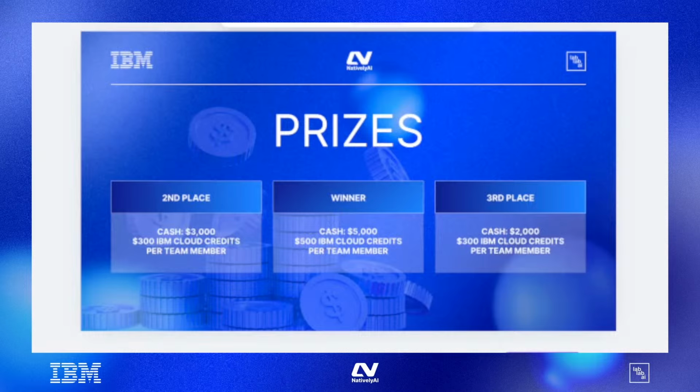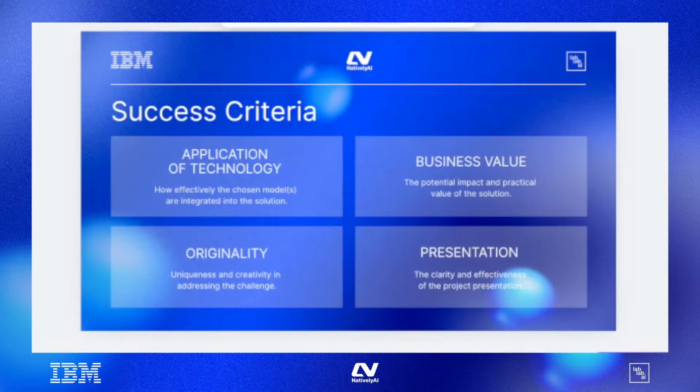Now, let's go to the prizes. As you know, we've got over 10K USD in the prize pool, so let's go one by one. The main winner gets $5,000 in cash and $500 in IBM Cloud credits per team member. Then the second place gets $3,000 in cash and $300 worth IBM Cloud credits, also per team member, so all of you can enjoy. And the third place, $2,000 in cash and $300 worth IBM Cloud credits per team member.